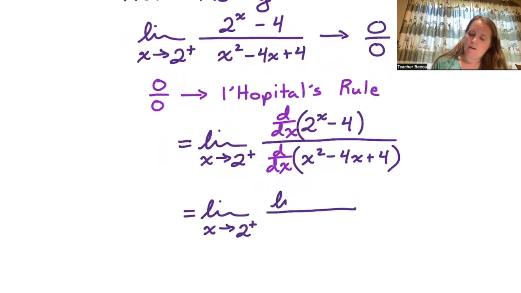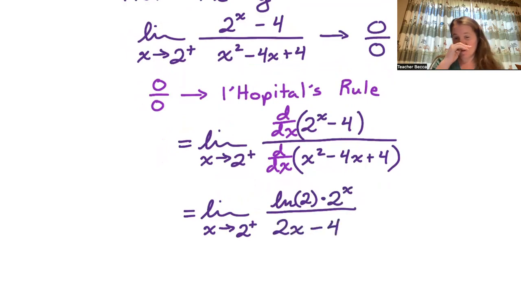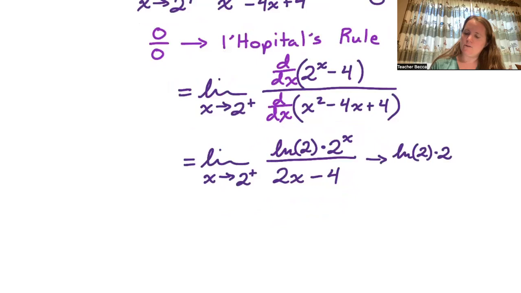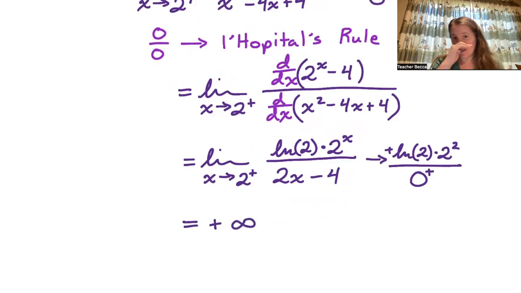So we have a natural log of 2 times 2 to the x in our numerator, and 2x minus 4 in our denominator. Again, the numerator goes to the natural log of 2 times 2 squared, which is a positive value. In the denominator, we once again go to 0, but as x approaches 2 from the right, we'll be looking at positive values. So in this case, we are looking at a positive infinity situation.